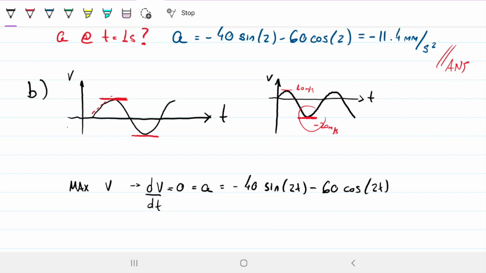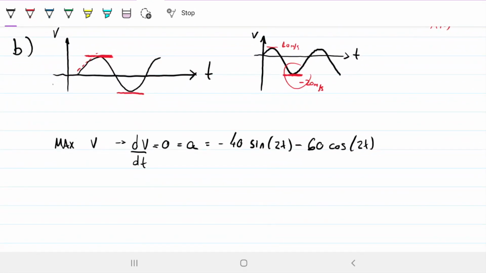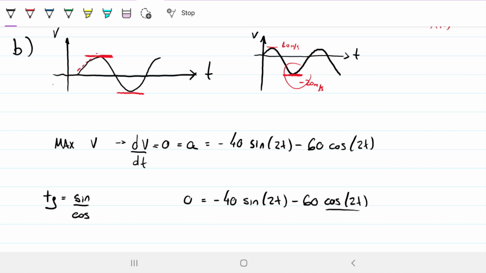And there's a couple of ways you can do that. One way is to go ahead and simplify this. I can remember that the tangent is just the sine over the cosine, right? So what I can do is divide everything by the cosine of 2t. So what I'm going to do is 0 equals minus 40 sine of 2t minus 60 cosine of 2t, and I'll divide everything by the cosine of 2t.